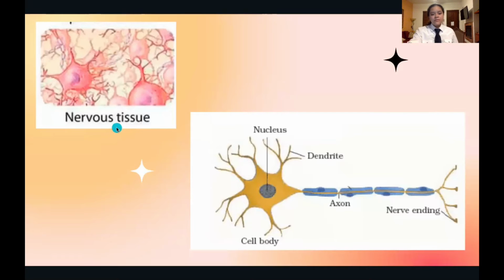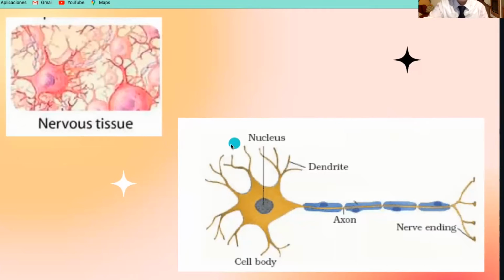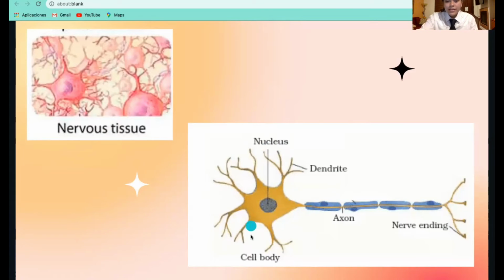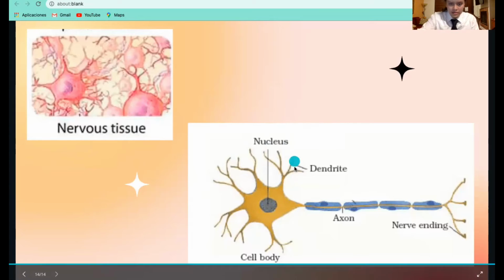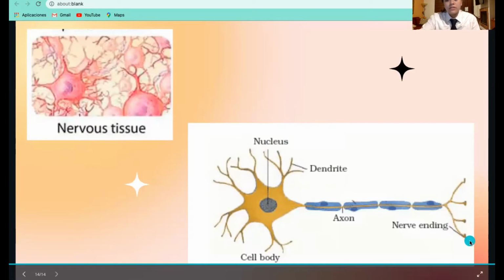Then we have the nervous tissue. For the nervous tissue, we have two types, the dendrites and the neuron. As we can tell, the neurons exist in the brain. So here we have the parts of the cell. Here is the nucleus. Those are the dendrites. This one is the axon. These are nerve endings. And all of this is the cell body.